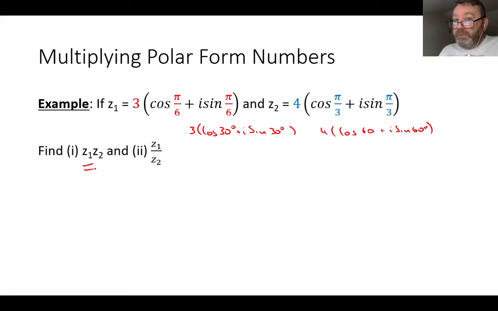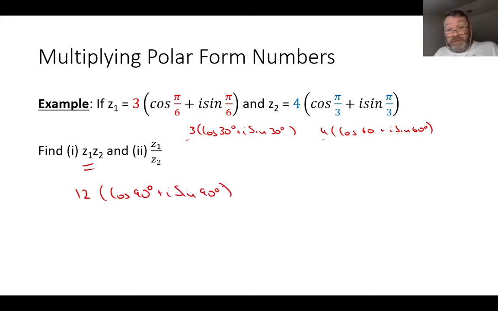Multiply the two. You multiply the two moduli, 12, and then you add the arguments. 30 and 60 is 90, plus I times the sine of 90. That's it. That's how you multiply two polar form complex numbers. You multiply their moduli and you add their arguments. Okay, and then the second one, that's Z1, Z2.